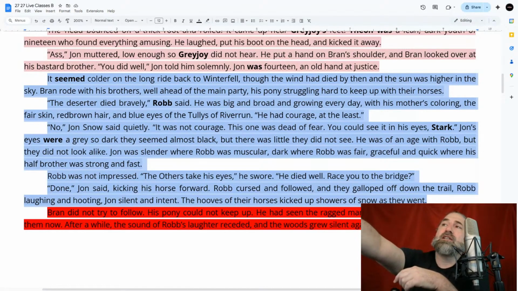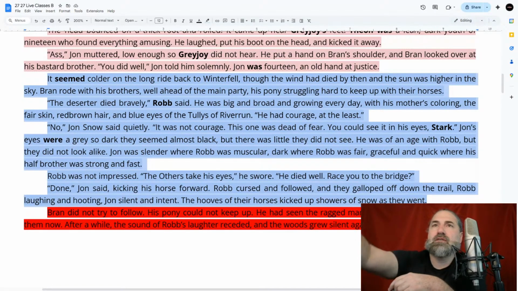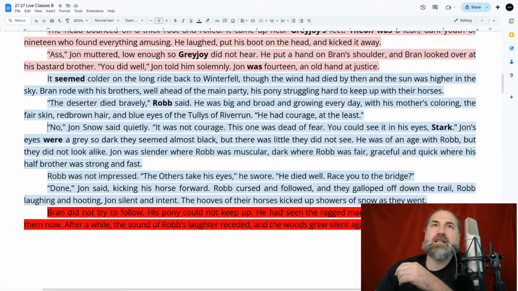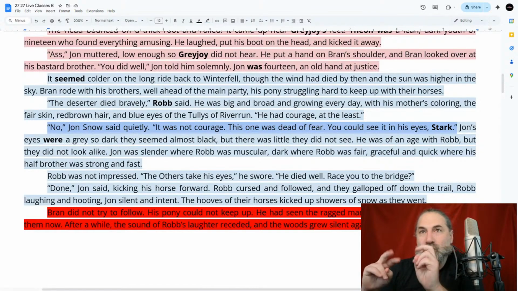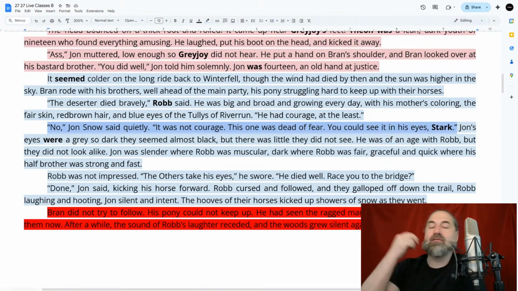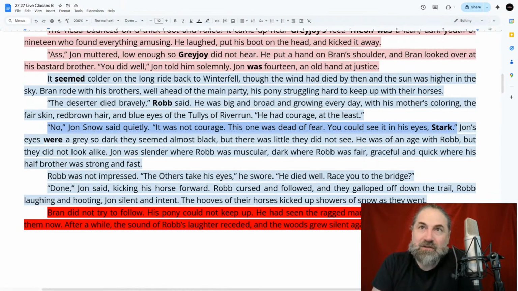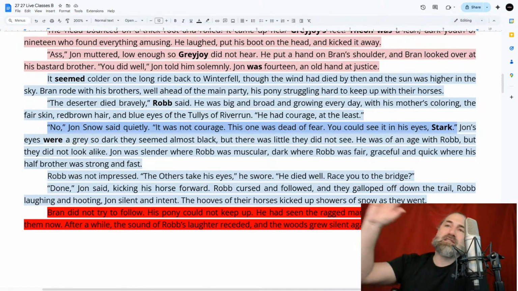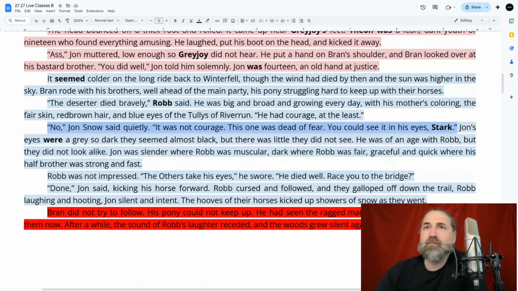You could see it in his eyes. Stark says Jon was let's get to right. This is seeding that there's something more going on with this character who came from the wall, who was found as a deserter. So it's seeding, and obviously if you've seen the show or read the books, it is seeding what's to come. Okay?